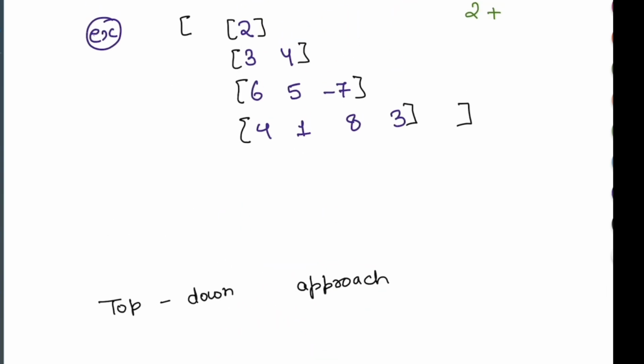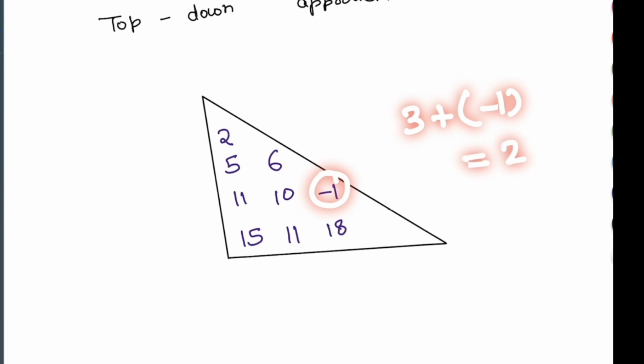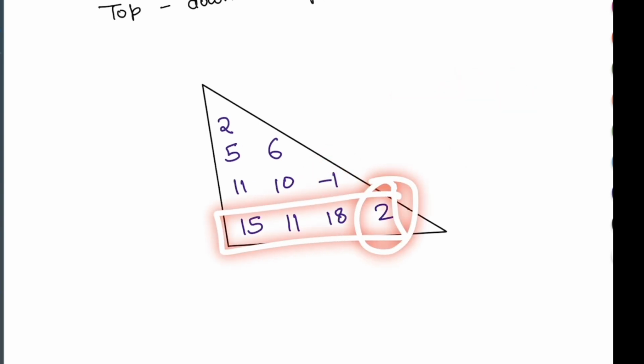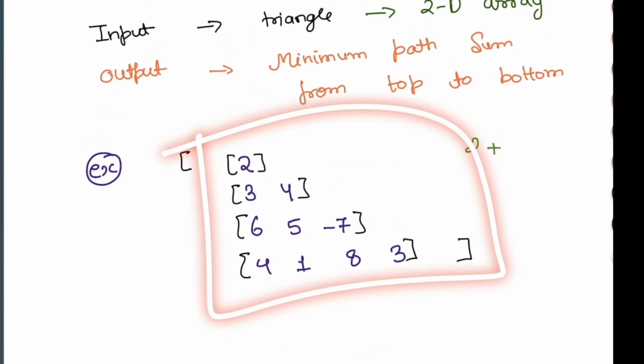And now, if the last element is 3, right? This element will not be 16 now. This will be 3 plus this particular element, which is minus 1. 3 plus minus 1 will be equal to 2. Now I can say this is equal to 2. In the last row, the minimum element is 2, right? So now 11 is not the answer, 2 is the answer. And we have already calculated the answer for this particular input as 2, right?